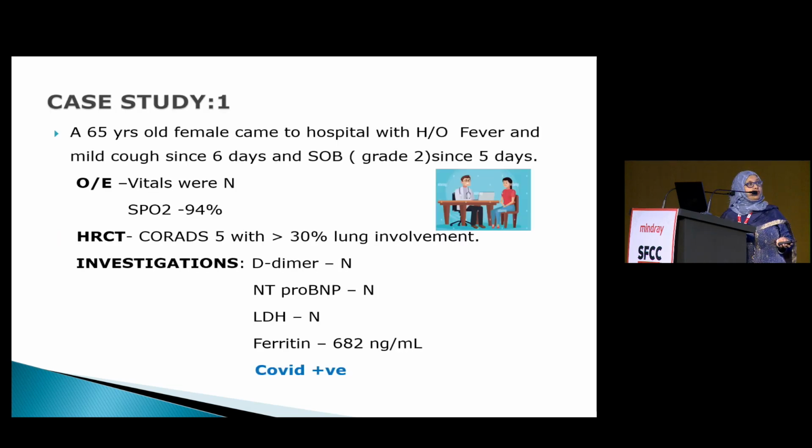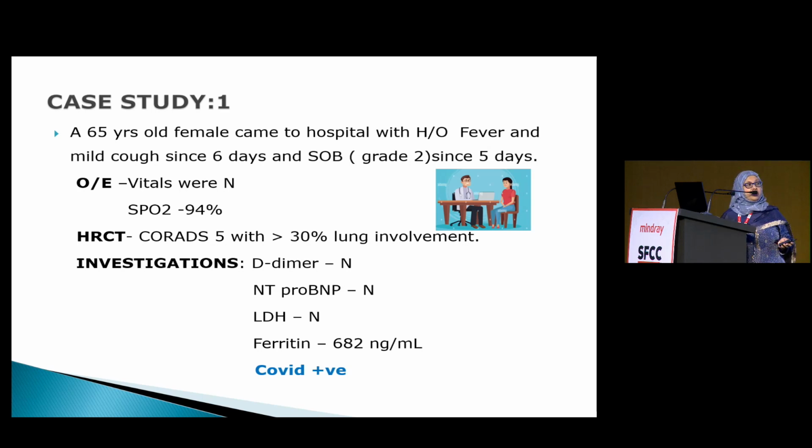So these are the 4 case studies which I have seen. One is a 65-year-old female. She came with a history of fever and cough since 6 days, and SOB of grade 2. Vitals were normal. SpO2 was 94. CORADS 5 was there in HRCT, with more than 30% lung involvement. In this patient, D-dimer, NT-proBNP and LDH were all normal, and the ferritin was only 682, and the patient was COVID positive.